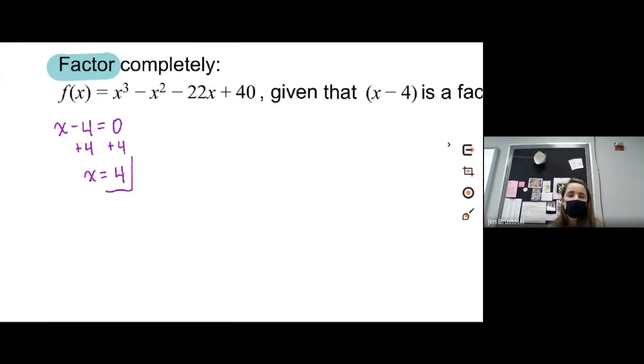I still need to write these numbers across the top. So this is a 1, an invisible 1, and this is an invisible 1. So my numbers are 1, -1, -22, and 40.